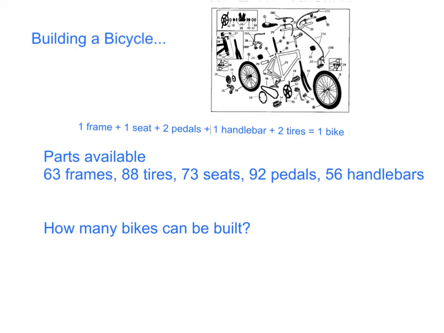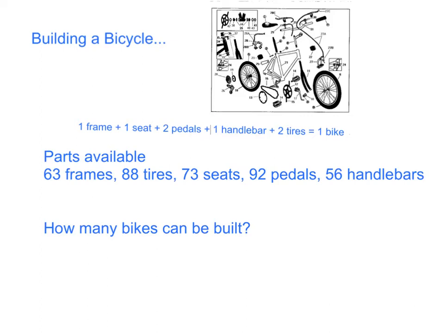All right, and let's say we have the following parts. We have 63 frames, 88 tires, 73 seats, 92 pedals, and 56 handlebars. So we need to figure out how many bikes can be built and which one of these parts is going to be our limiting factor. The approach is to take each of the available parts and divide it by the number needed per bike, and that will tell you how many bikes you can get out of that.